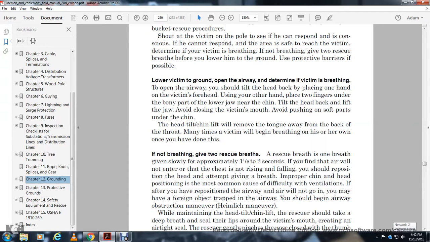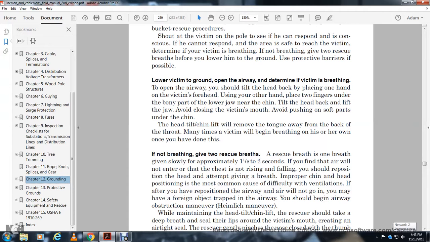The head should be tilted back, placing one hand on the victim's forehead. Keep the other hand with two fingers on the bony part of the lower jaw near the chin. Tilt the head back to lift the jaw, avoiding closing the victim's mouth. Avoid pushing on the soft parts under the chin. Use the head tilt and chin lift to remove the tongue from the back of the throat.